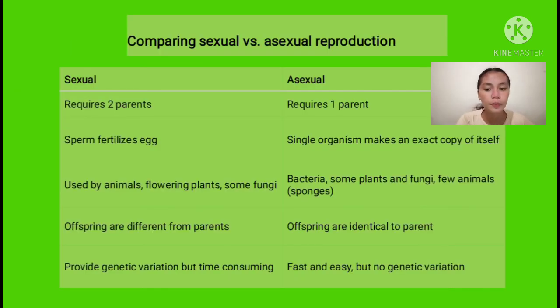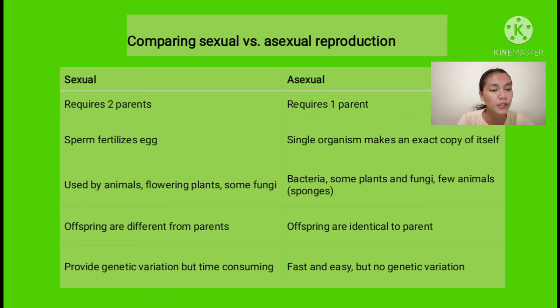So let's move on to the last part of our discussion: comparing sexual versus asexual reproduction. In sexual reproduction, it requires two parents. Sperm fertilizes egg, used by animals, flowering plants, and some fungi. Offspring are different from parents, providing genetic variation, but it is time-consuming.